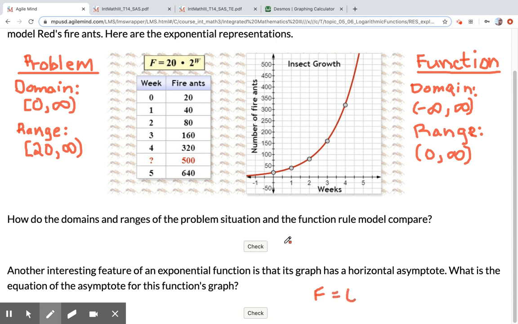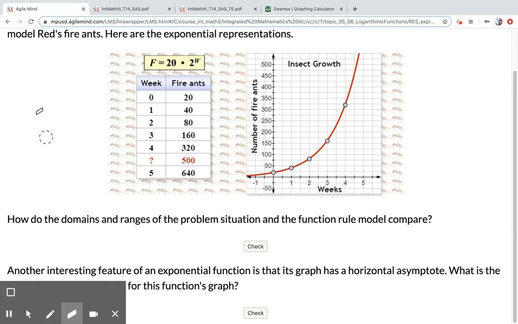My function gets super close to it. You could even say y equals 0 if you wanted to. My function gets super, super close to it, but it never actually gets there. So that would, of course, be my asymptote. Yay! Let's go to the next question.